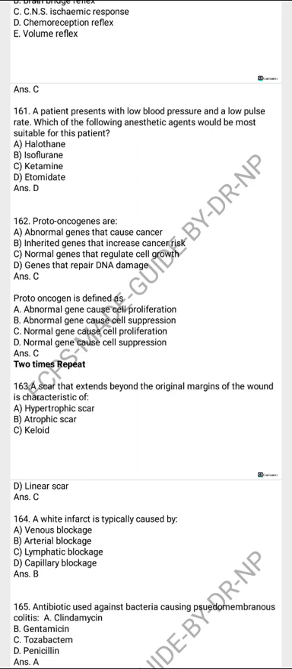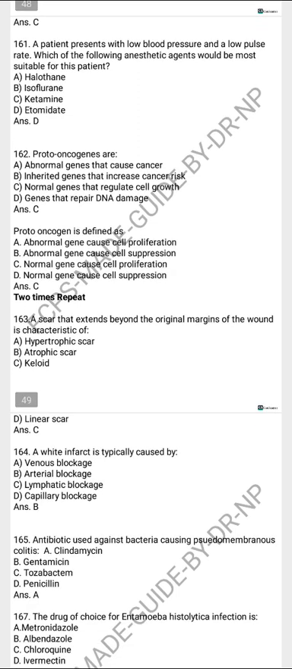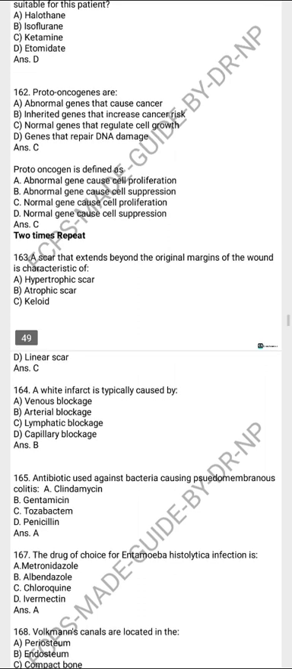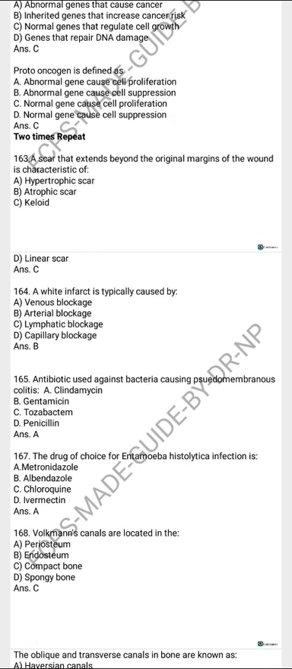It is defined as normal genes that promote cell proliferation. A scar that extends beyond the original margins of the wound is characterized as a keloid. A white infarct is typically caused by arterial blockage.